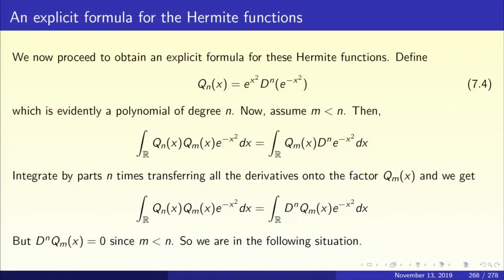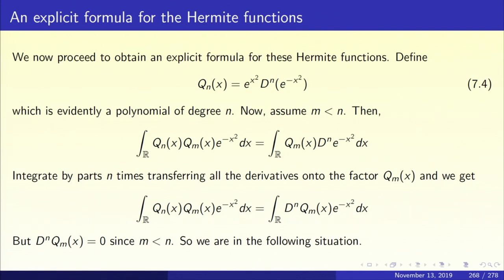Okay. So, what form does it take? We want to derive a Rodrigues type formula for the Hermite polynomials, an analog of Rodrigues formula for Hermite polynomials. So, let us begin with the expression 7.4 displayed in the slide. Okay. So, what is Qn(x)? Qn(x) is the nth derivative of e to the power minus x squared.